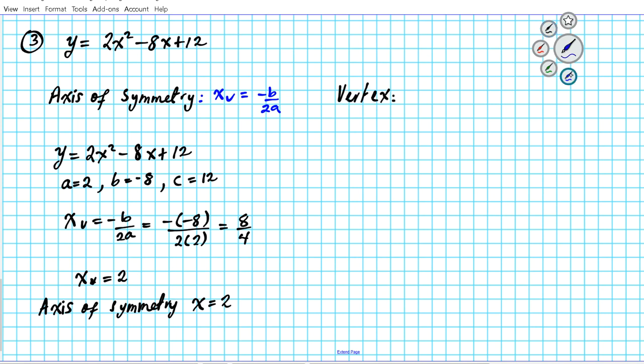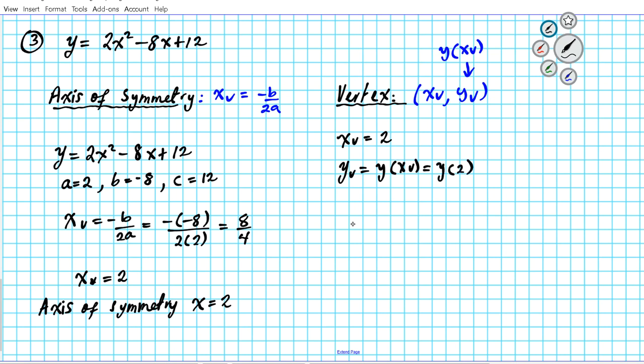Now that we have that, let's go ahead and find the vertex. The vertex can be found using the formula x vertex comma y vertex, and the y vertex is the function evaluated at the x vertex. We already know what the x vertex is because we just looked for it. The x coordinate of our vertex is 2. And then to find the y coordinate of our vertex, we're just going to take the x coordinate of the vertex, which is 2, and plug it into the function.